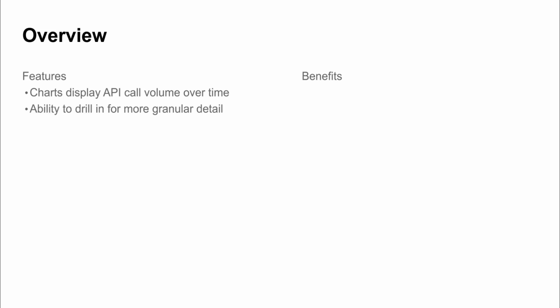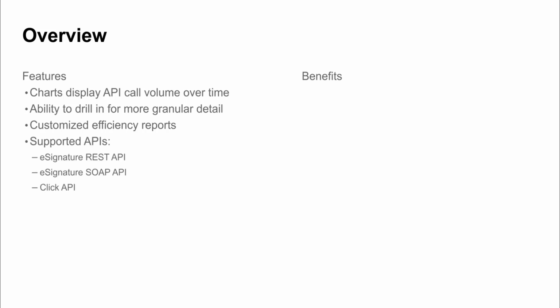The API Usage Center has several features that indicate how efficient your applications are when calling DocuSign APIs. Customizable charts show API call volume over time. You can drill in for more details and to pinpoint sources of excessive calls, which can be a drag on performance. You can also retrieve custom efficiency reports that highlight areas for improvement. The API Usage Center supports the eSignature REST, eSignature SOAP, and Click APIs. Support for additional DocuSign APIs will be available in the future.